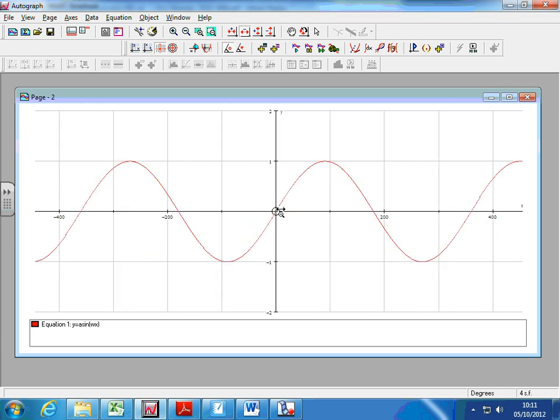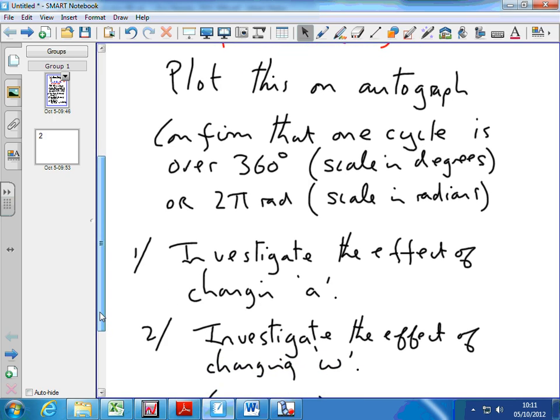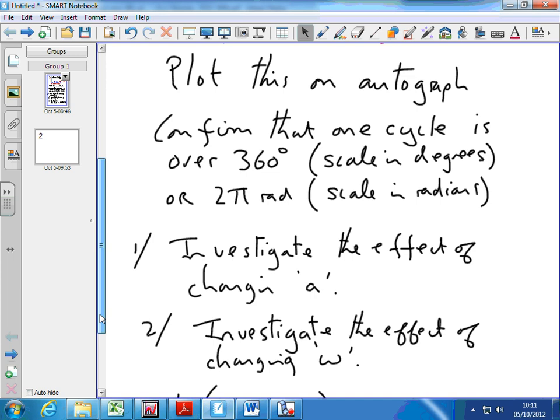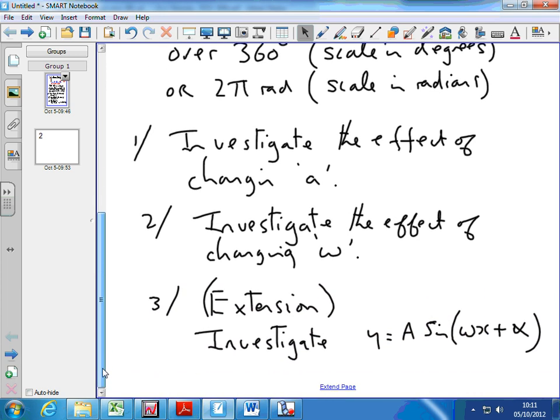Okay? So back to here, what I want you to do is to look at these questions here. Investigate what's the effect of changing A. Oh, it should be a G on the end of there. I'll do that in a sec. Investigate the effect of changing W, or omega. And then if you've done that, while you're waiting for everybody to get up to date, it shouldn't take more than about 5 or 10 minutes to do this, but we'll see.